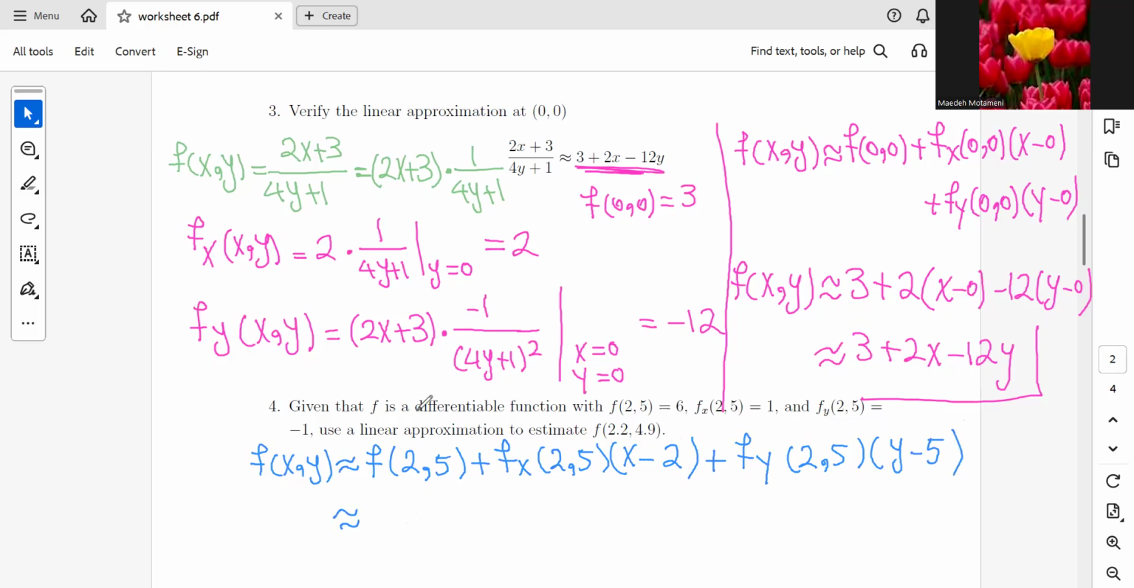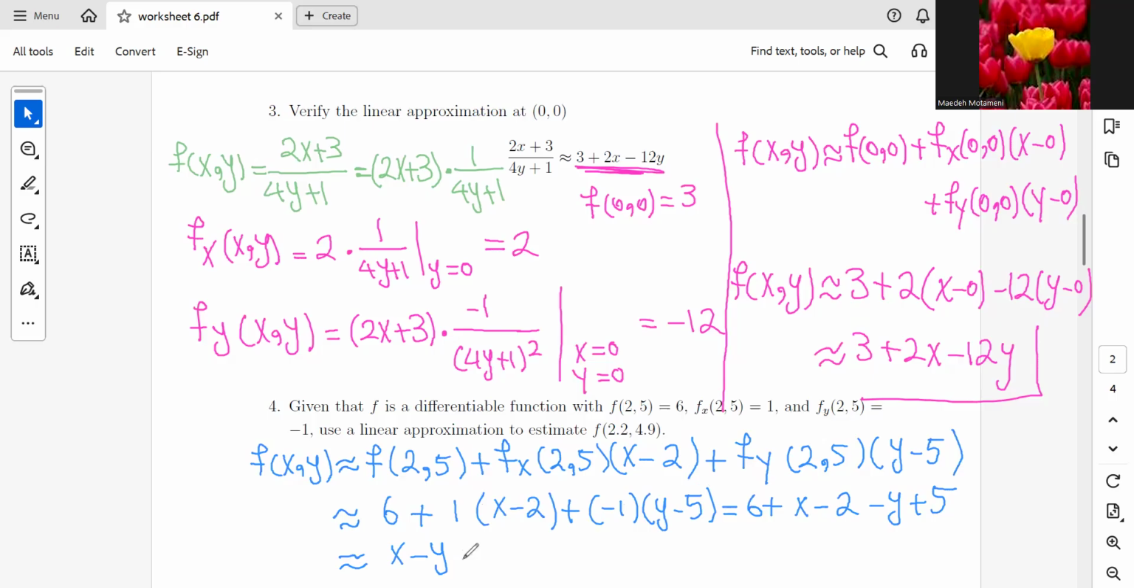So according to the question, f of 2 and 5 is 6. The partial derivative with respect to x is 1, times x minus 2. The partial derivative with respect to y is negative 1, times y minus 5. Multiplying them together, we get 6 plus x minus 2 minus y plus 5. And if we simplify, we get x minus y plus 9.